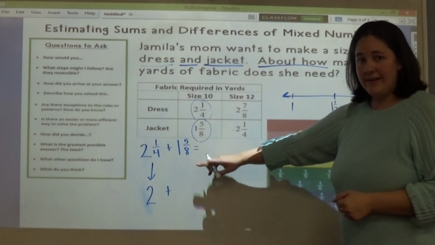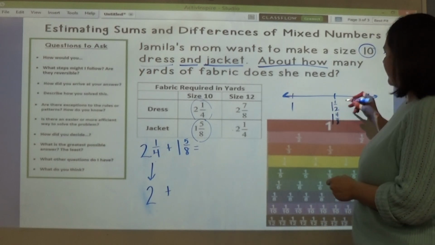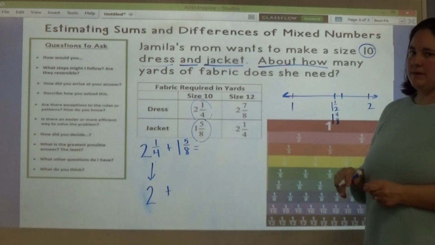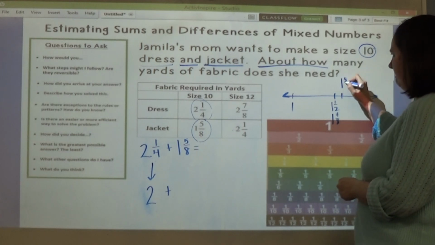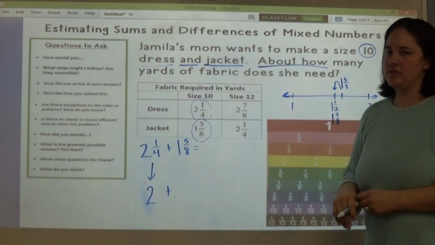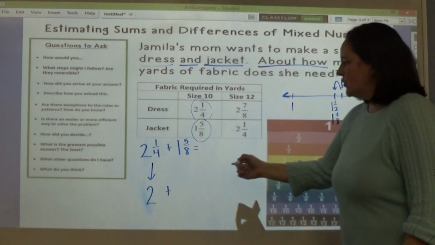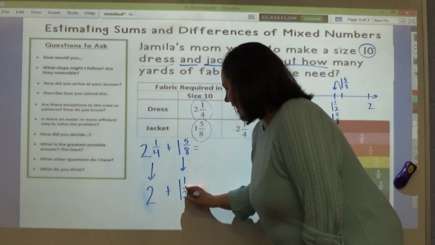I'm looking at 1 5/8. 5/8 is greater than 4/8 just by a little bit, just by 1/8. So 1 5/8 is going to be just to the right of 1 4/8 on the number line. You can see that 1 5/8 is closest to 1 1/2. So we'll round 1 5/8 to 1 1/2.